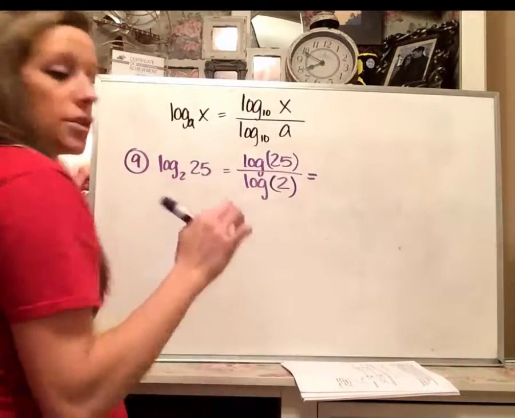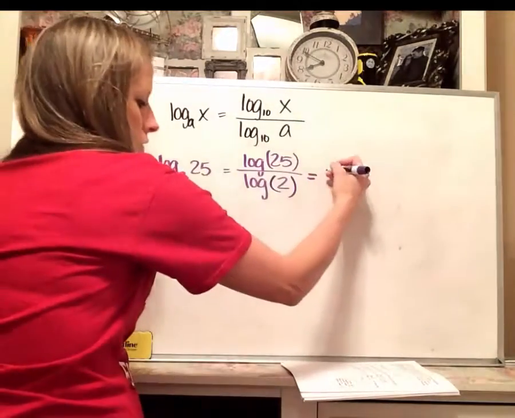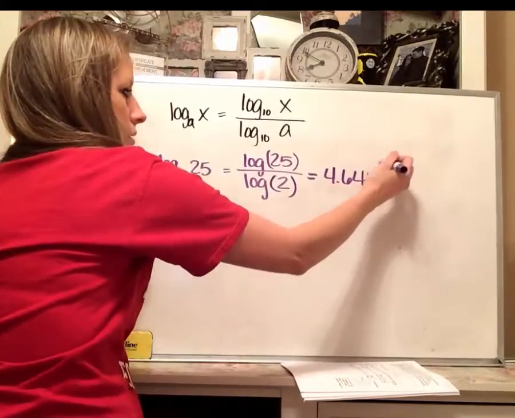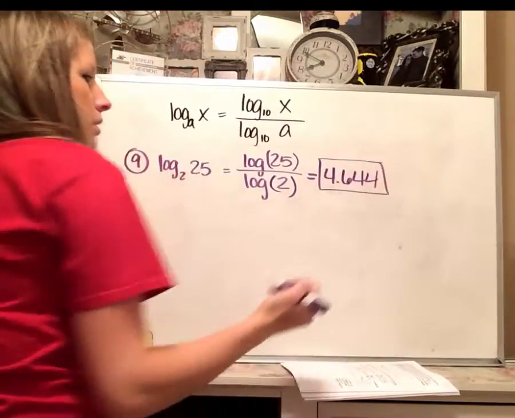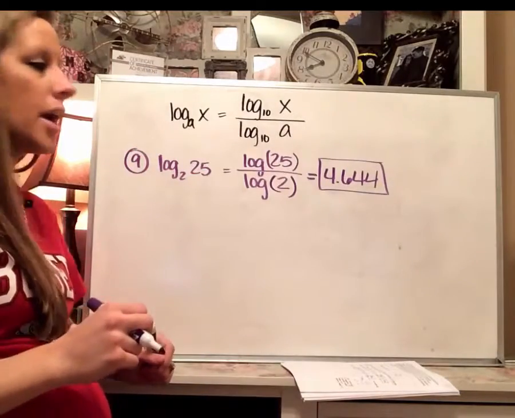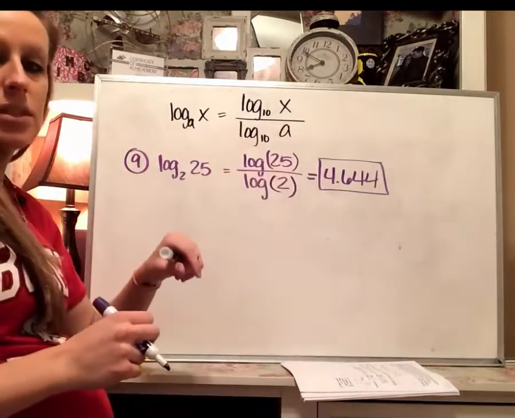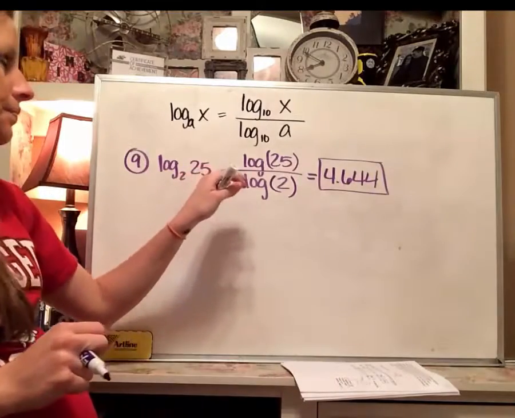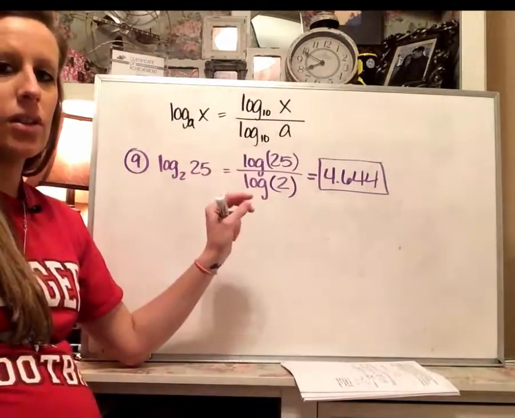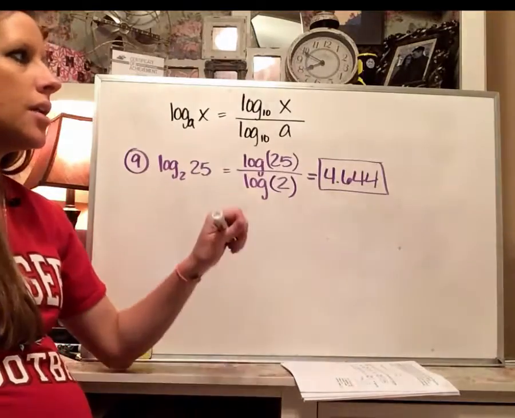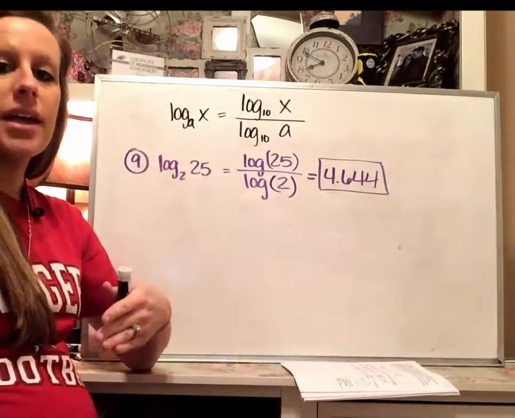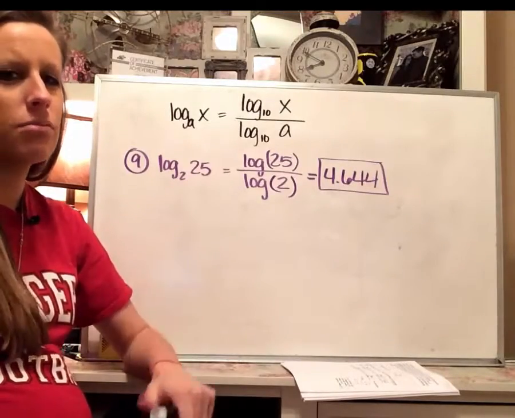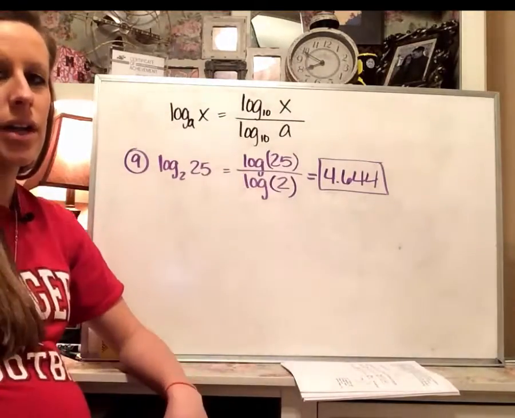Alright, and if we round to 3 decimal places, you should get 4.644. Okay, if you didn't get that, you need to check your calculator. Make sure your parentheses are right, you divided, all that. And if you're kind of lost on where the log button is, the log button is on the left side of your calculator, towards the bottom half. It says log on it.